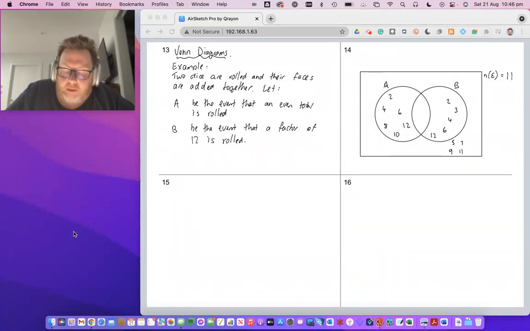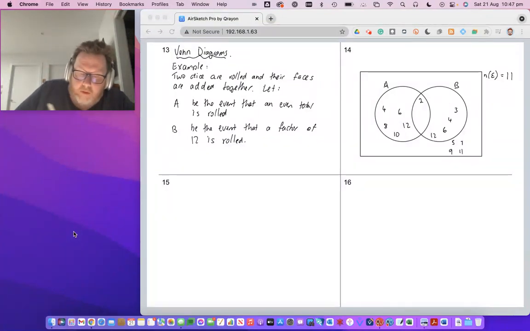Okay, now it's a bit weird because what I have here is some numbers that are appearing in event A that also appear in event B. So in a Venn diagram, those that are common to both go in the middle. So there's 2, get rid of them as I go along, 4, what else we got? 6, 12.